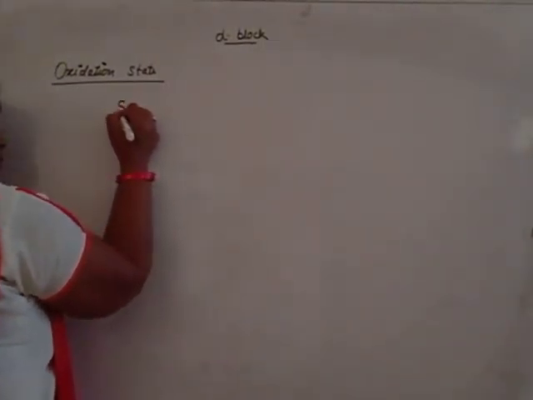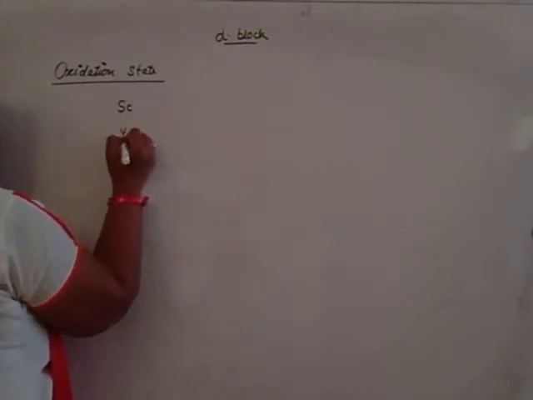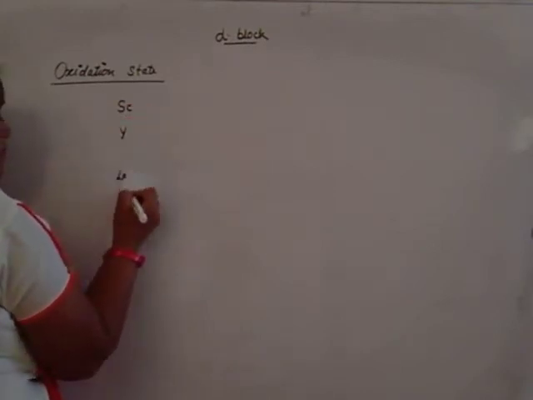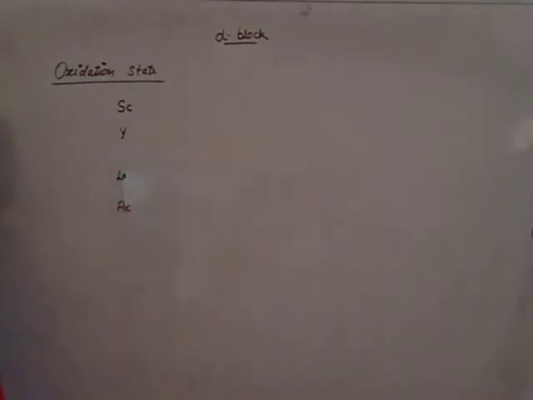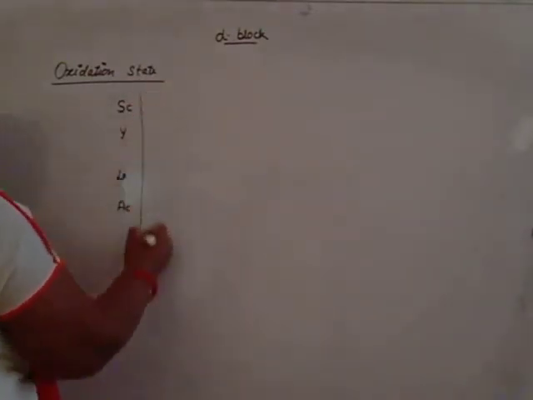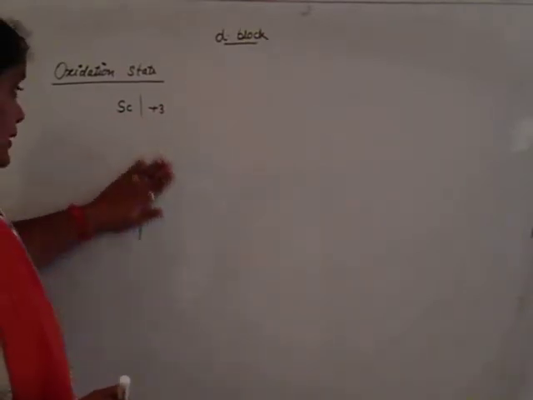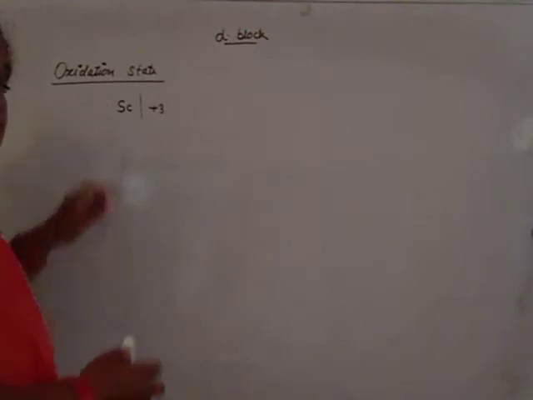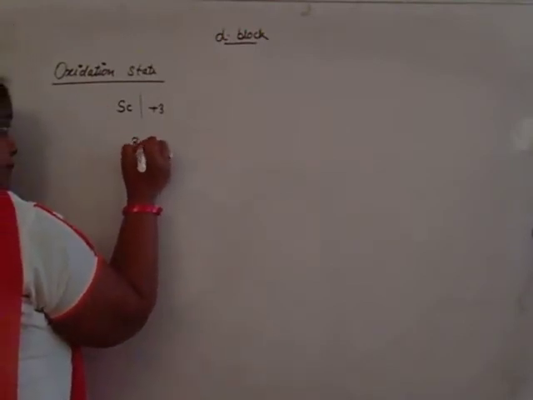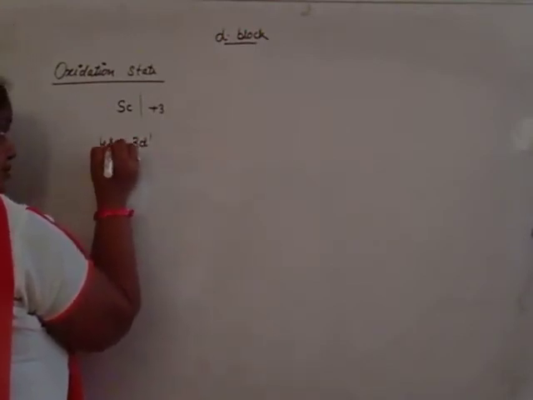Now, the first member of the series, that is scandium, yttrium, lanthanum and actinium, they have only one oxidation state, that is +3. Why do they have only one oxidation state? We will discuss only the 3d series in your syllabus, that is 3d1 4s2.